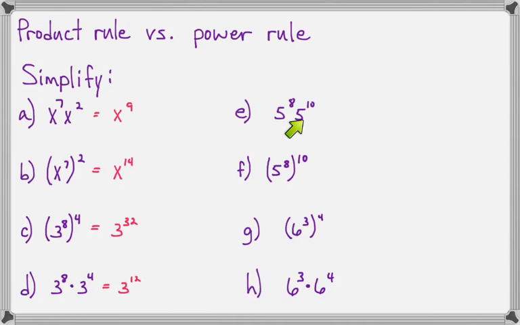Alright, 5 to the 8th times 5 to the 10th. This is a product rule because I have the base times the base, so I add the exponents together and I get 5 to the 18th. But 5 to the 8th raised to the 10th, when I have exponent to exponent, I multiply the exponents. Alright, that one jumped the gun on me. 6 to the 3rd raised to the 4th. I have exponent to exponent, so I'm going to multiply, and that'll make 6 to the 12th. And then 6 to the 3rd times 6 to the 4th. It's base times base, so I add the exponents and get 6 to the 7th.